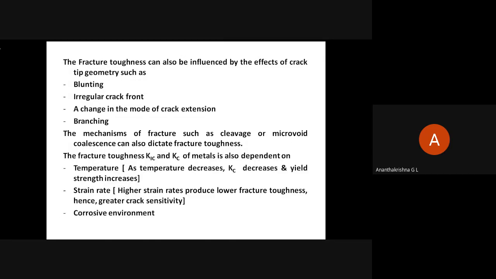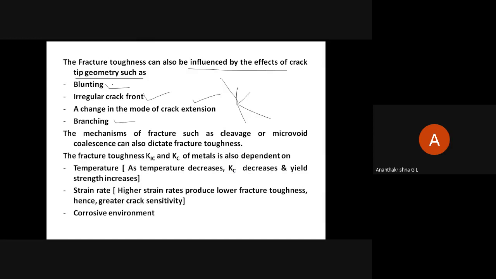Next. The fracture toughness can also be influenced by the effects of crack tip geometry. So this is also another factor, crack tip geometry, which will influence fracture toughness. That is, if there is blunting or an irregular crack front, then there is going to be haphazard movement of the crack, a change in the mode of crack extension, and branching. That is, it can go in different directions like this. Crack can grow in different directions, right? So these things can influence the fracture toughness of a material.